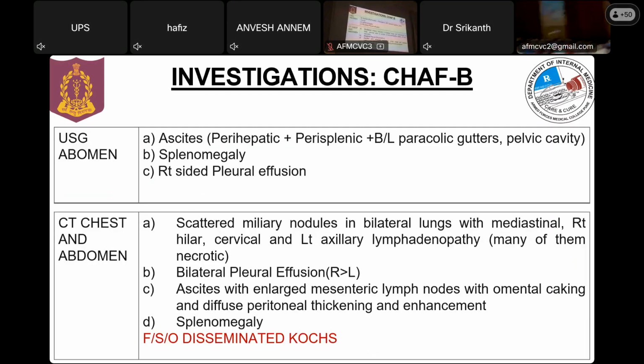Ultrasound at Kaman Hospital, Bangalore had revealed ascites, splenomegaly and right side pleural effusion with normal liver echo texture. His CT scan of chest and abdomen had revealed scattered miliary nodules in bilateral lung fields with mediastinal, right hilar, cervical and left axillary lymph nodes, and many of them were necrotic. He had bilateral pleural effusion and ascites with enlarged mesenteric lymph nodes with omental caking, and splenomegaly. The differential at this stage given by radiologists was disseminated tuberculosis.